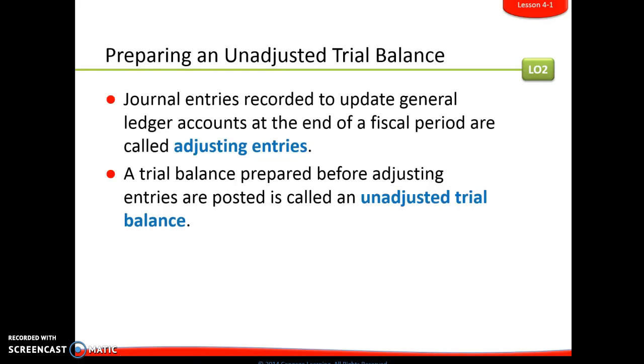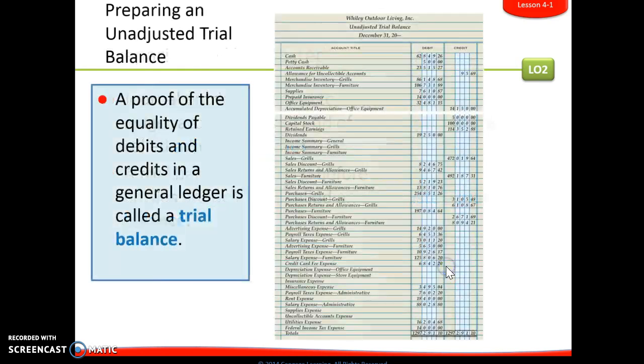Adjusting entries, those are journal entries recorded to update general ledger accounts at the end of the fiscal period. An unadjusted trial balance is a trial balance that is prepared before adjusting entries are posted. So this is an example of an unadjusted trial balance. It is proof of the equality of debits and credits in a general ledger. That's what we call a trial balance. Okay, so the unadjusted one is before adjusting entries are posted.